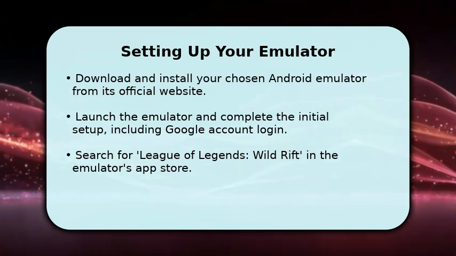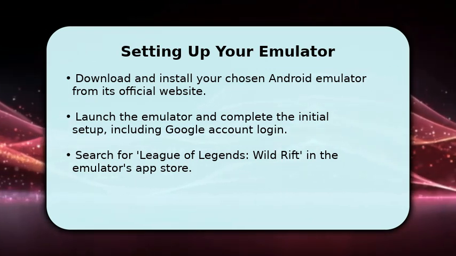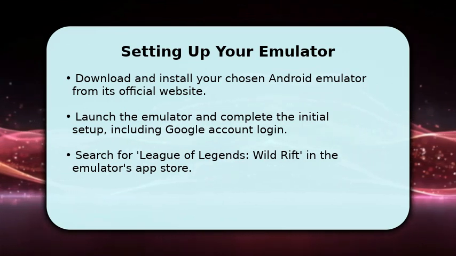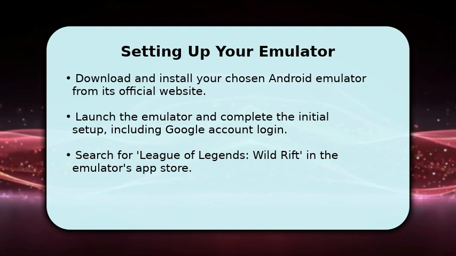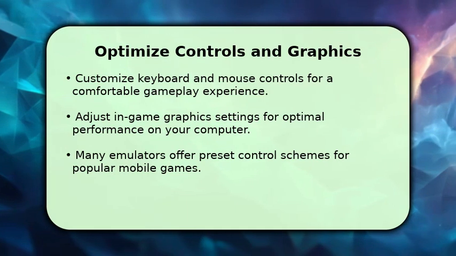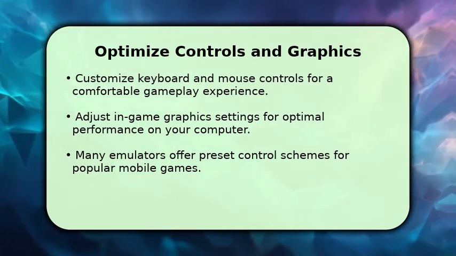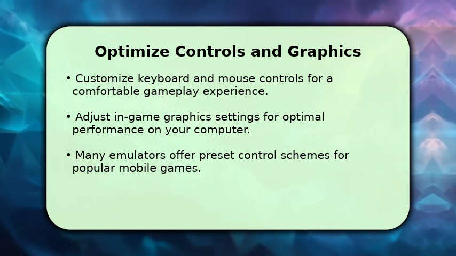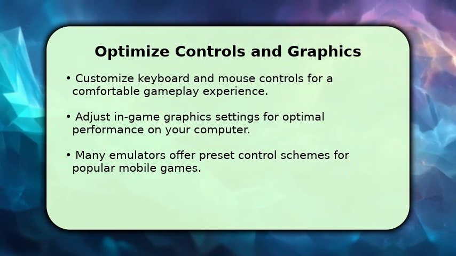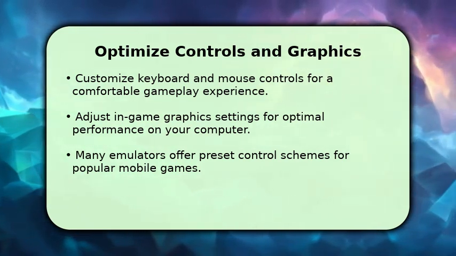Next, open the Play Store within the emulator, search for League of Legends, Wild Rift, and proceed with the game installation. The process is very similar to installing an app on a smartphone or tablet, taking just a few minutes. With Wild Rift installed, it is time to optimize your experience. Most emulators offer robust control mapping features, allowing you to assign keyboard keys and mouse actions to in-game touch controls. Take some time to customize these settings for maximum comfort and precision.